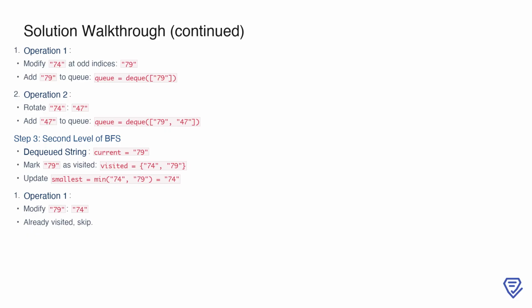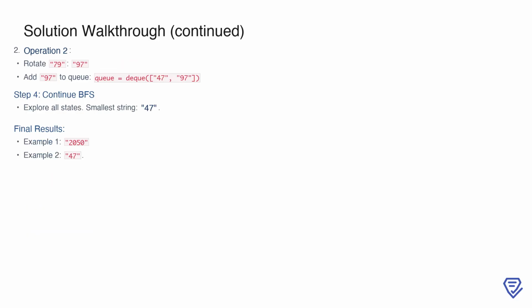In the second level of BFS, we dequeue 79, mark it as visited, and compare it with the current smallest string. Since 74 is still smaller, smallest remains unchanged. When we apply operation 1 to 79, it transforms back to 74. However, since 74 is already visited, we skip it. For operation 2, rotating 79 produces 97, which is added to the queue.